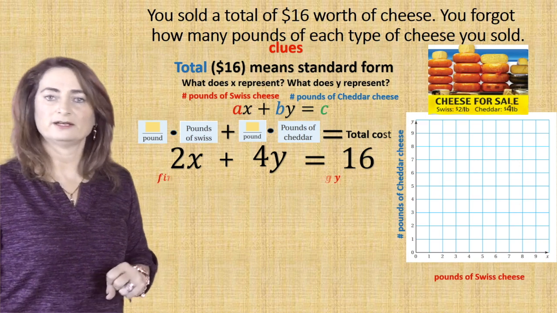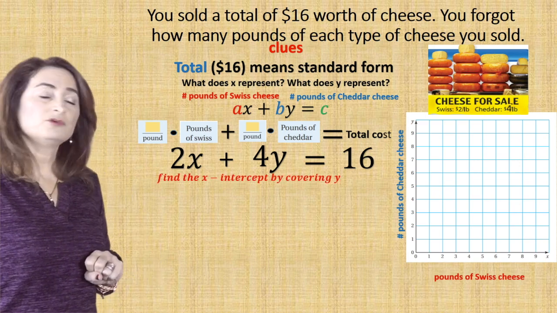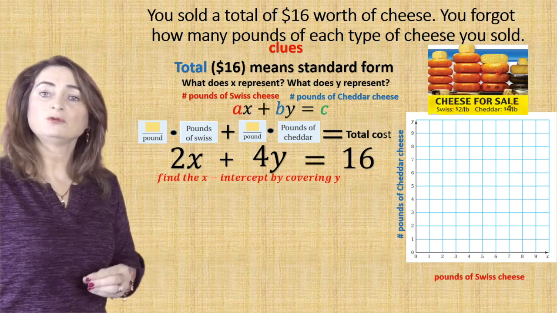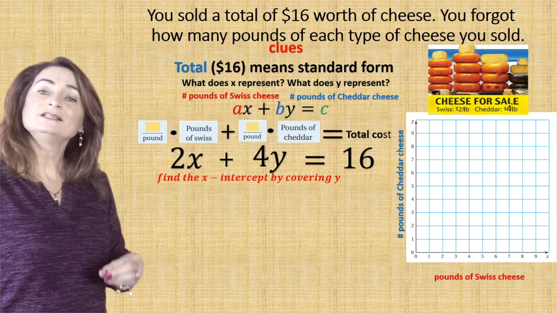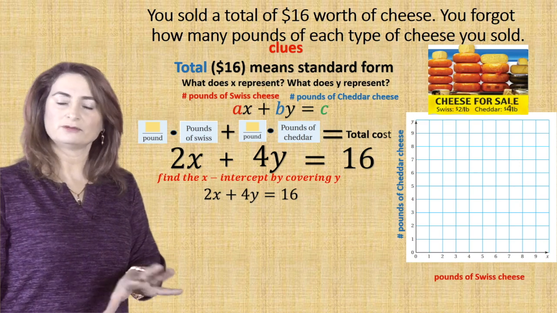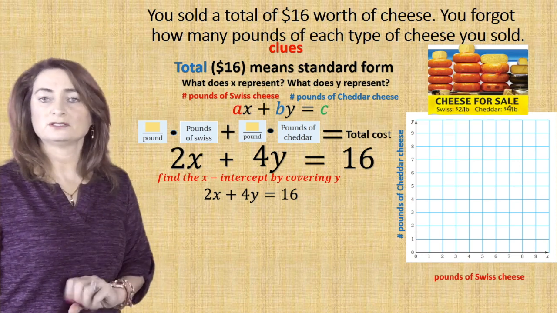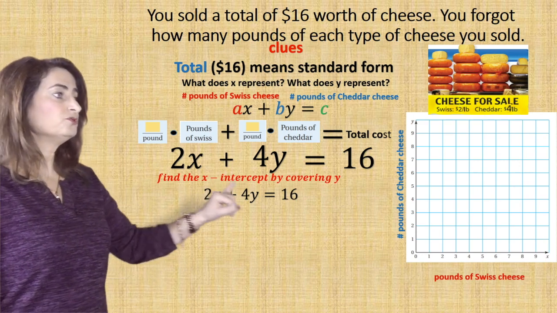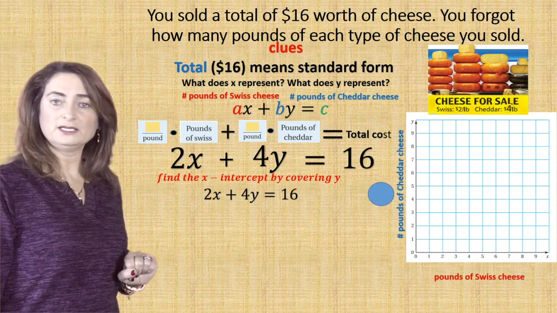Now, how do we graph that? Remember, step number 1 is to find the x-intercept, but now I will show you the cover-up method. Instead of replacing y with 0, just cover it, because any number multiplied by 0 is gone. So write the equation 2x plus 4y equals 16.